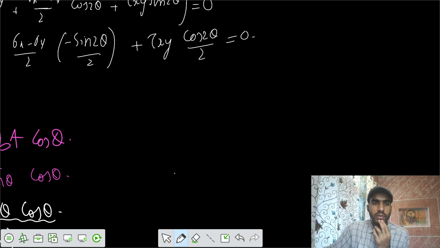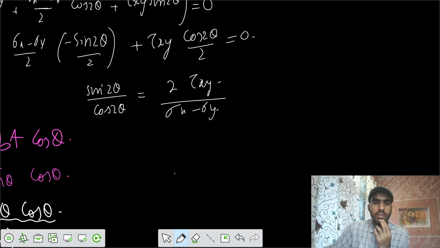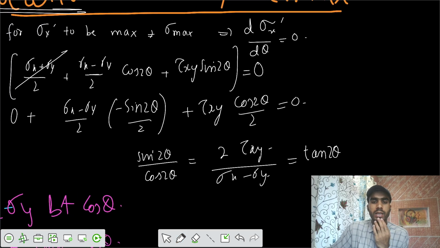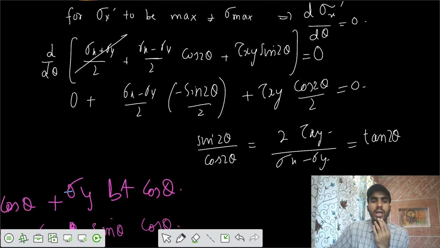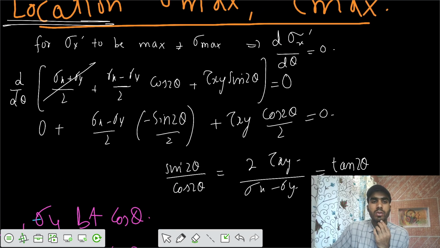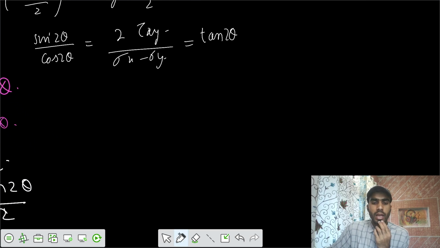We can say sine 2 theta by cos 2 theta equals 2 times tau xy over sigma x minus sigma y, that equals tan 2 theta. So we got the value of theta, that at a particular value of tan 2 theta you have sigma to be maximum.